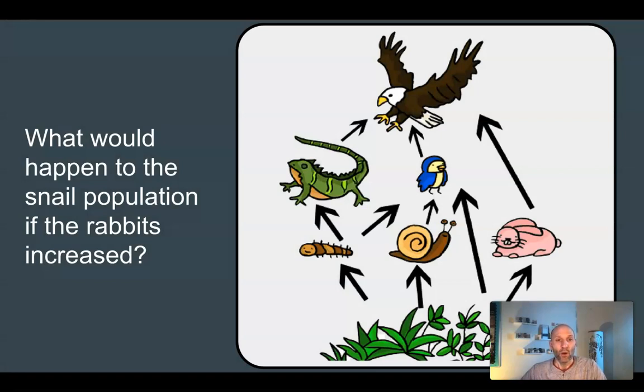Here's another one. What would happen to the snail population if the rabbits increased? Again, rabbits don't eat snails, so how are those two populations connected? I'm going to think about it like a maze. Well, I know that rabbits eat grass and snails eat grass, so that could be a connection. If there's more rabbits, that means there's more rabbits eating the grass, so the grass population would decrease. And if there's less grass, that means there's less food for the snails, which means the snail population would decrease.